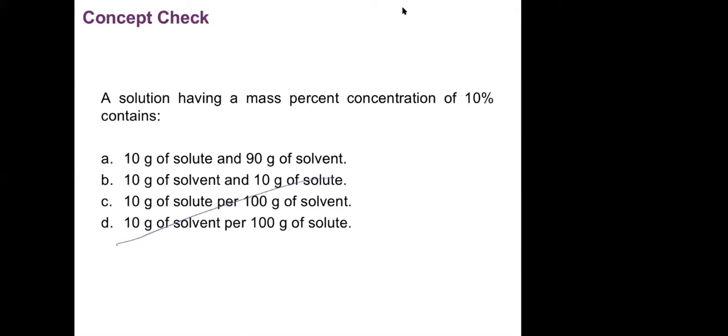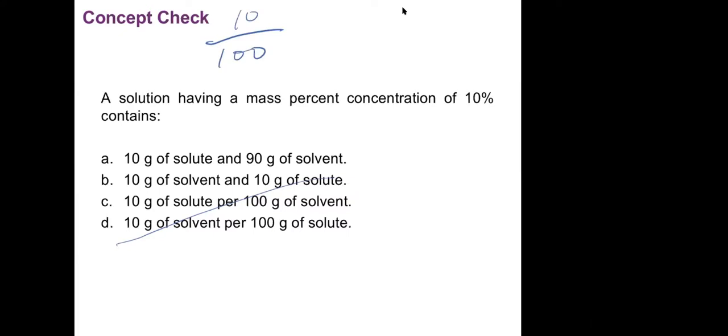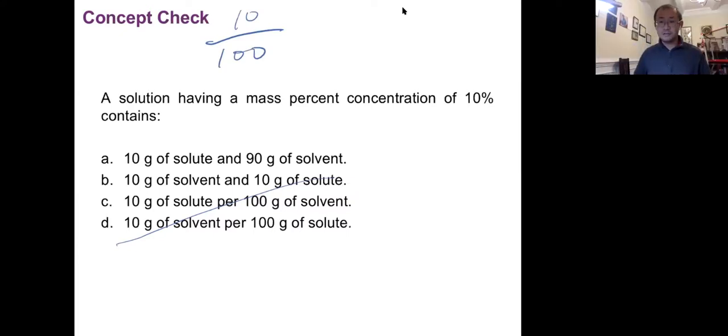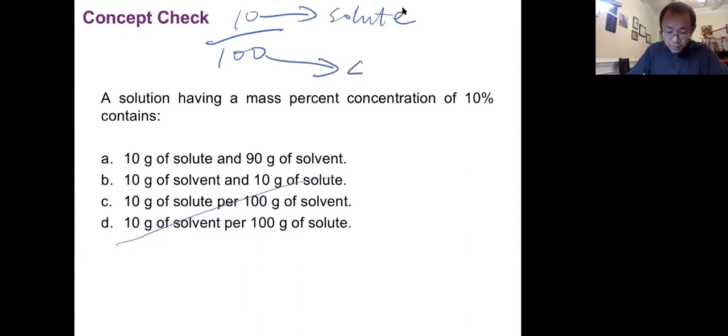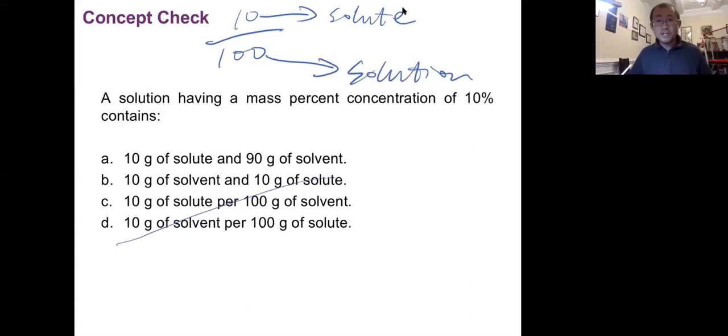The percent of the solute within the solution. Yes. 10% means what? Percent means what? Per 100. So 10% is per 100, so 10 over 100. So all we need to ask is, what is that 10? 10 is what? Solute. 100 is what? Solution, right?